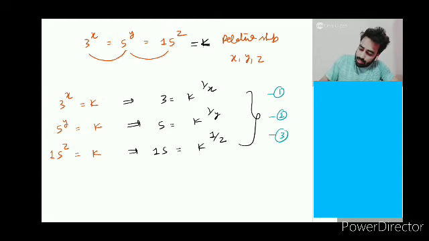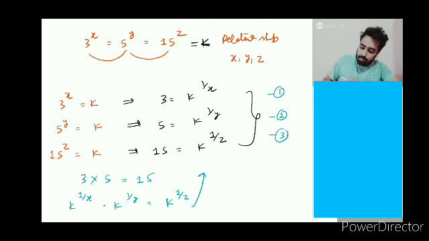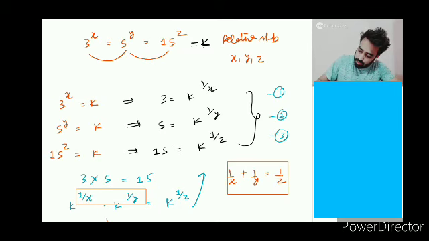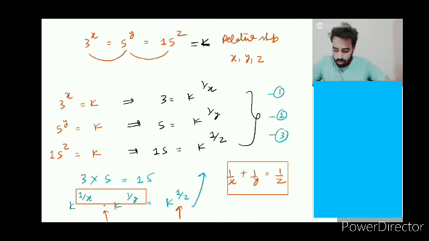So what I'm writing: 3 into 5 को मल्टीप्लाई करने पे मिलता है 15. 3 into 5 is 15. So I can write it as k power 1 by x into k power 1 by y is equal to k power 1 by z. Or in simple words, if I add up the powers, first law of exponent लगा दो, 1 by x plus 1 by y is equal to 1 by z. Compare the powers on both sides: 1 by x plus 1 by y is 1 by z. This type of relation will come in questions like this.